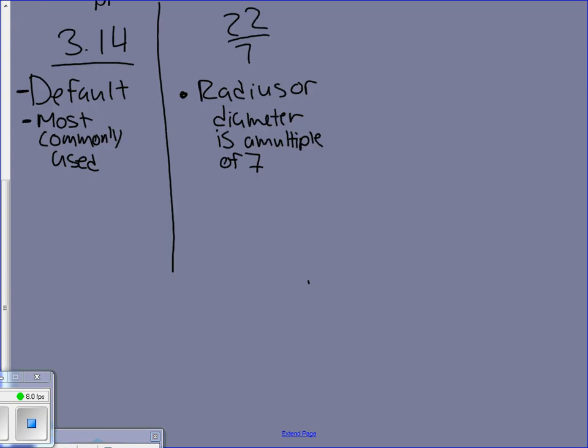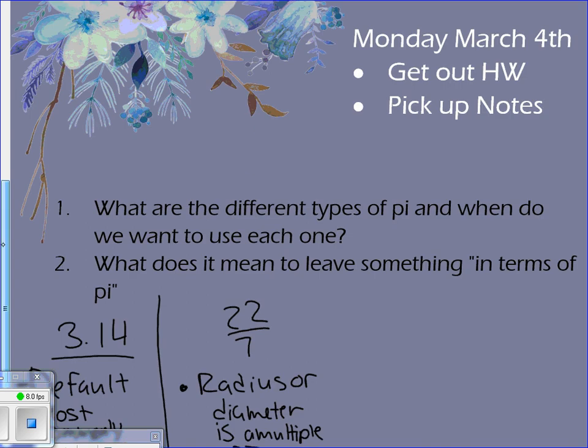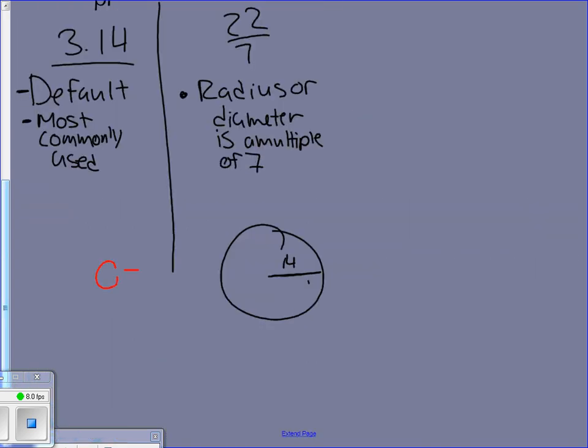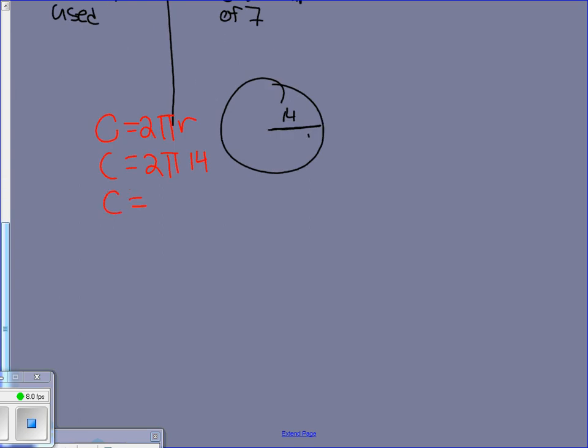Okay, so for example, if I have this circle and it says that this length right here is 14. First of all, that is the what of the circle, Marcella? The radius. So if I was finding the circumference, it would be C is equal to 2 pi r. So C would equal 2 pi times 14. We can simplify that further to say C is equal to 28 pi. And then again, because this is a multiple of 7, I'm going to show you why we use 22 over 7 as pi.